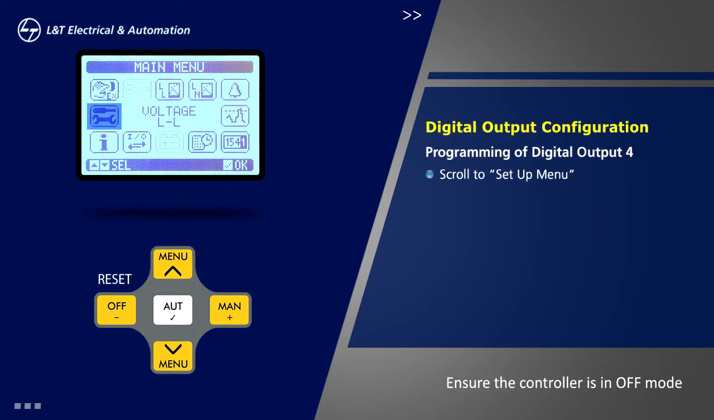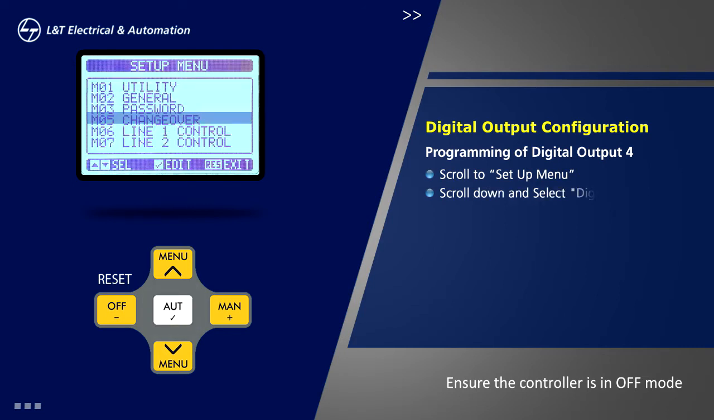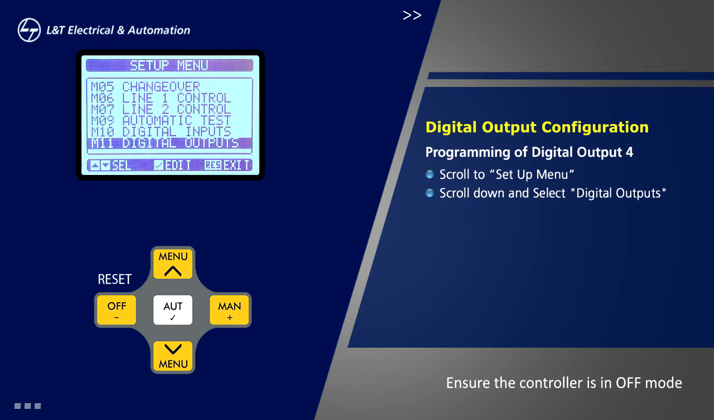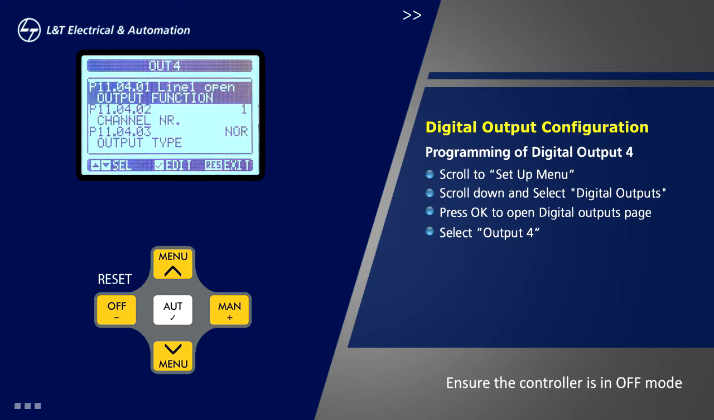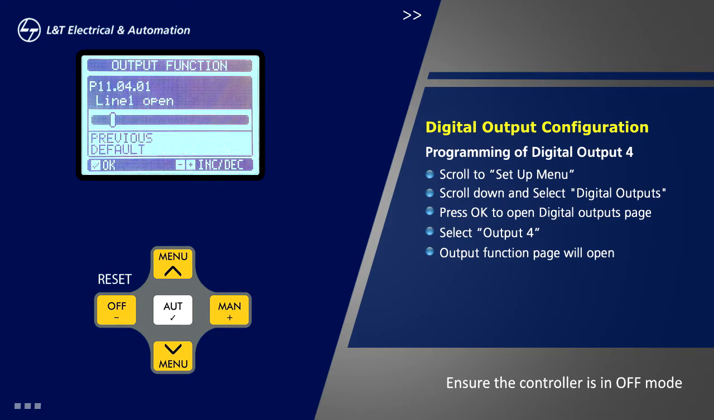Scroll to the Setup menu and press OK. Scroll down and select Digital Outputs. Press OK to open the Digital Outputs page. Select Output 4 and press OK. Now the Output function page will open. Press OK to go to Options.